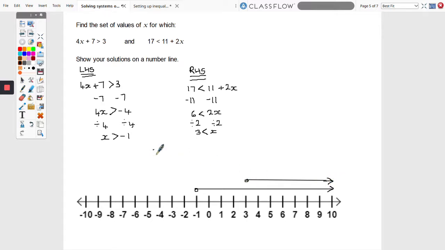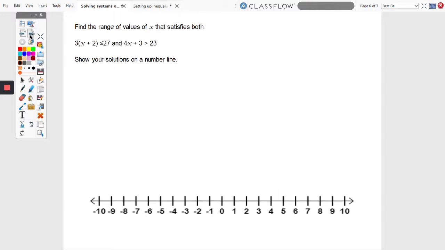So our solution to this would be that x is greater than 3, because the two solutions to the two linear inequalities overlap for all values of x that are greater than 3. So those are all the values of x that will satisfy both linear inequalities.